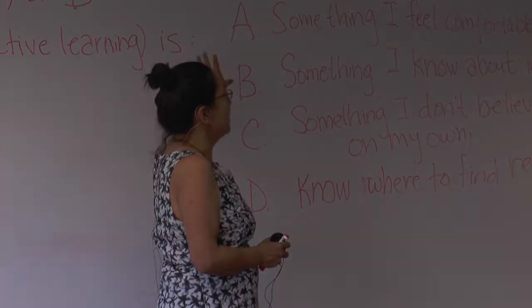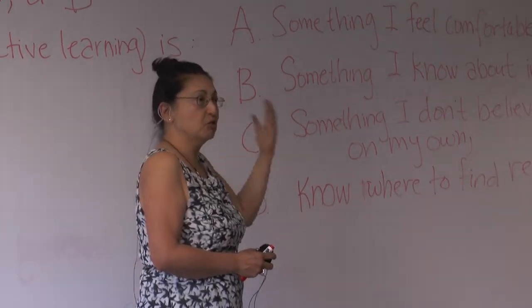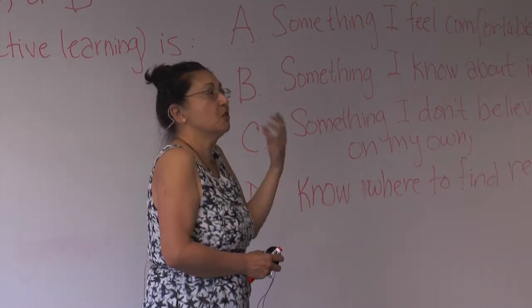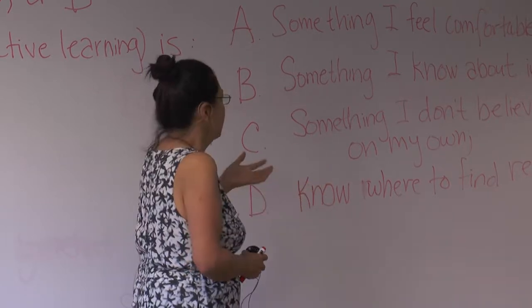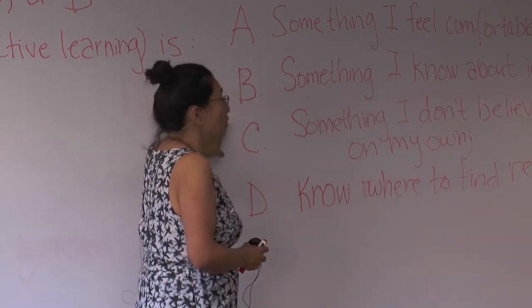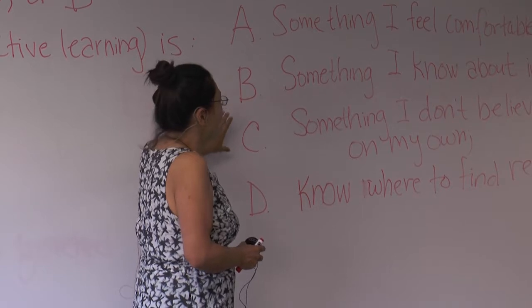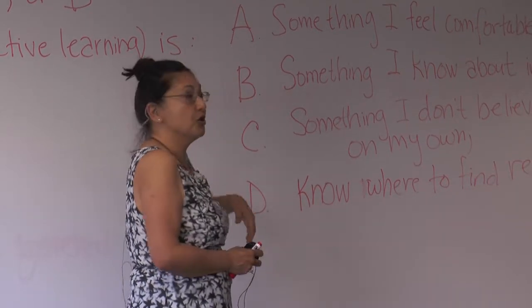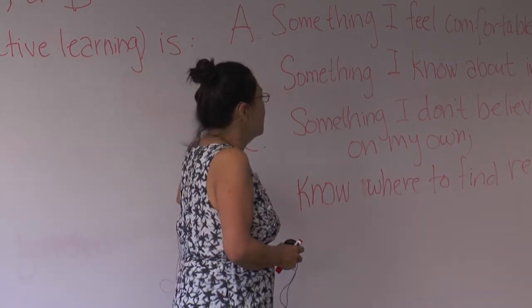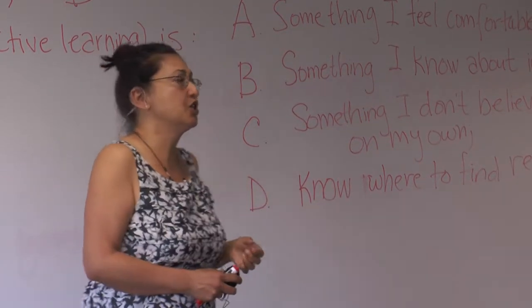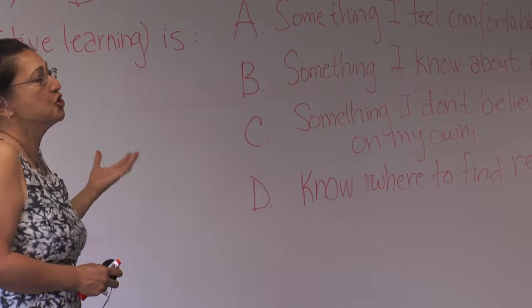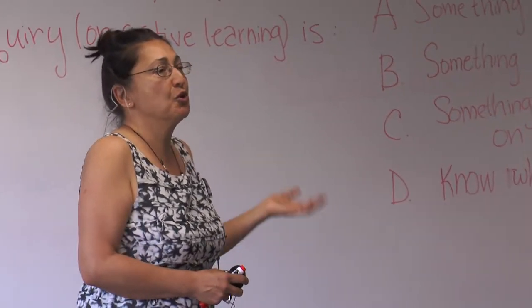B, something I know about in my discipline, so you know someone who does it or you know literature in it, or know of it if it exists. C, something I don't believe I can do on my own. And D, know where to find the resources about teaching. So just choose the one that appeals to you right now.